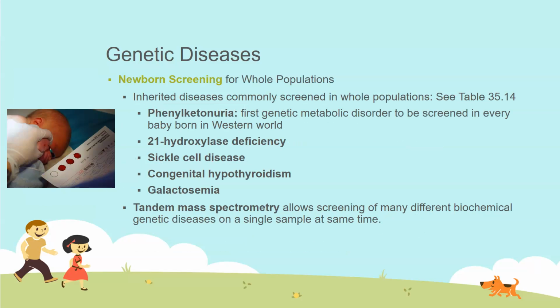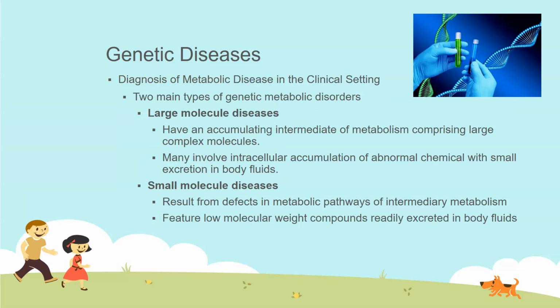And a little bit on newborn screening for the whole population. So obviously there we're looking for genetic diseases. They're looking for the most common ones. So we have phenylketonuria, the first genetic metabolic disorder that was screened for in every baby born in the Western world. It's PKU. Then they added 21-hydroxylase deficiency screening, sickle cell disease screening, congenital hypothyroidism screening, and galactosemia. And a lot of that is done by tandem mass spectrometry, which allows the screening of many different biochemical genetic diseases on a single sample at the same time.